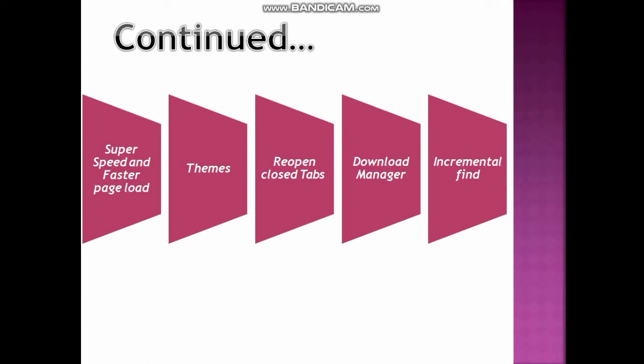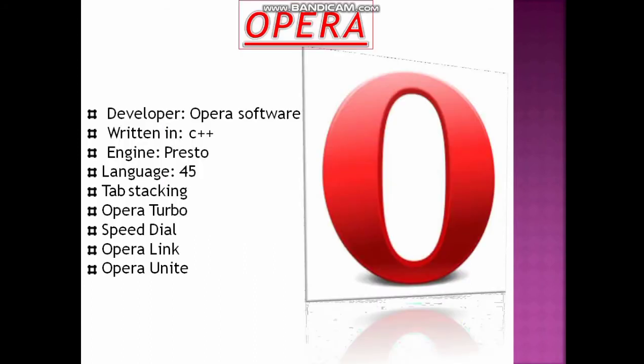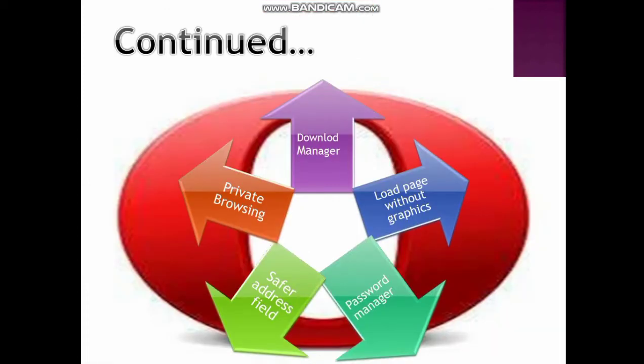You can search many things relating to many topics. After that we have one more popular web browser, that is Opera. Opera Mini is software developed by Opera Software, and the language used to write Opera is C++, and it provides text in around 45 languages. Speed is good, Opera Link is good, and tab stacking is also good. That means you can run multiple tabs at a time.